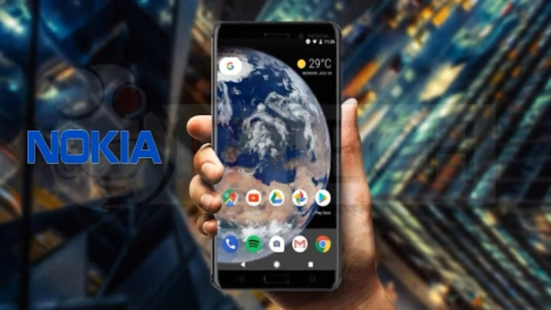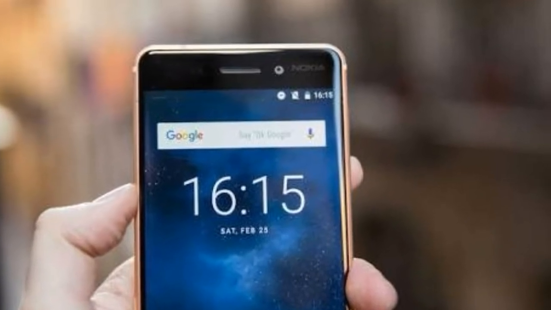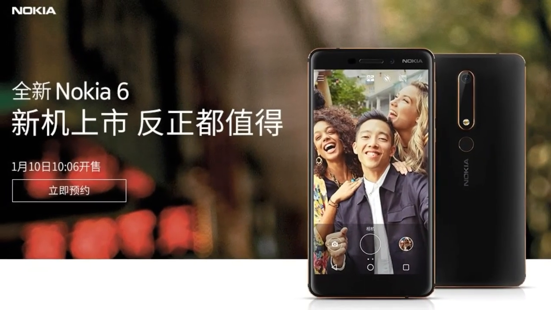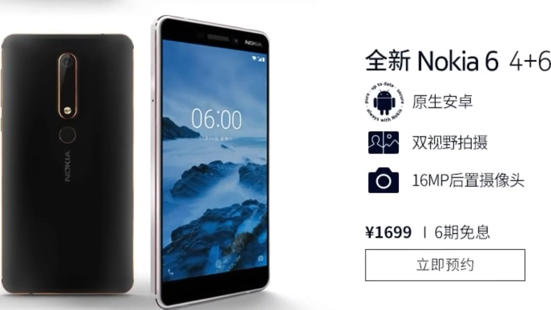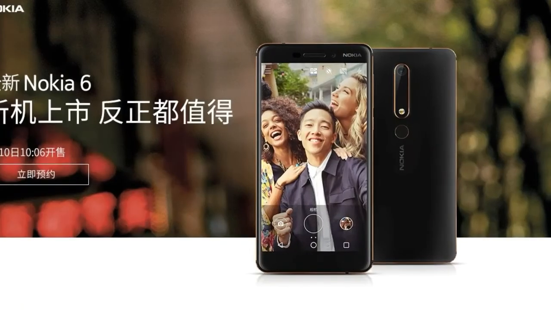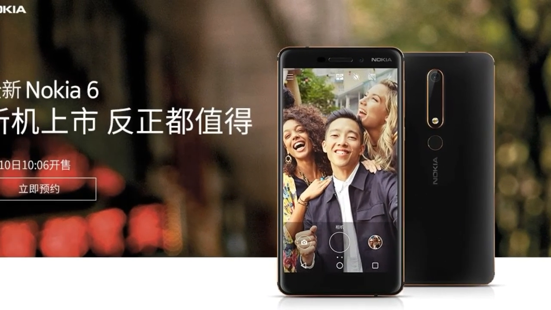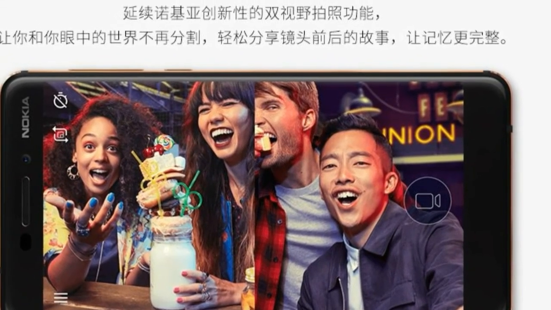Both have fast battery charging, but Nokia 6 2018 has detailed 50% in 30 minutes. Both have a non-removable Li-ion 3000 mAh battery. Nokia 6 2018 has different colors: art black, matte black, tempered blue, silver, and copper. And Nokia 6 2017 has only two colors, black and silver.